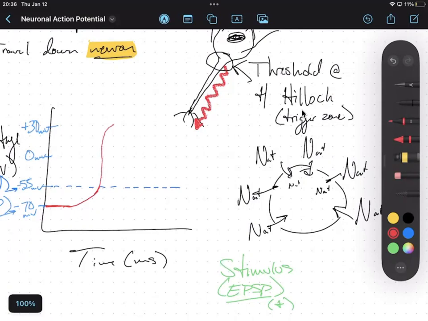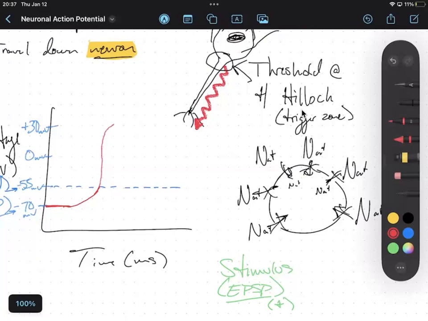After a certain period of time, these sodium channels are going to close. They close off like this, and now sodium is no longer moving down its concentration gradient, and this is why we see our graph here over to the left stop increasing in voltage. We see it kind of plateau off.